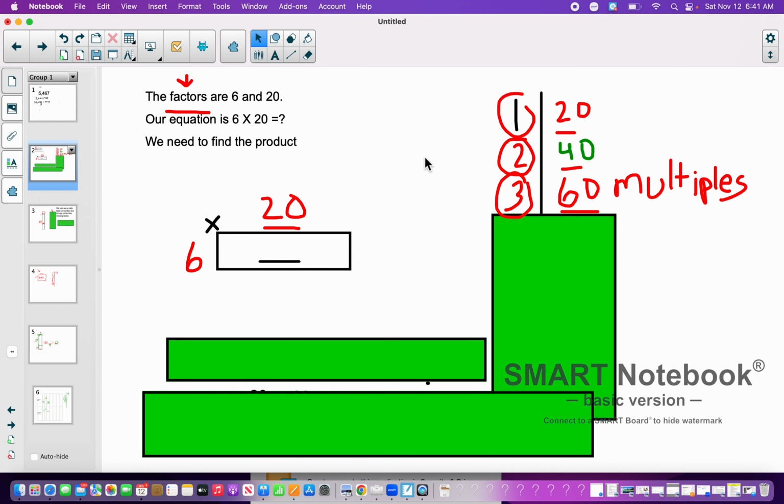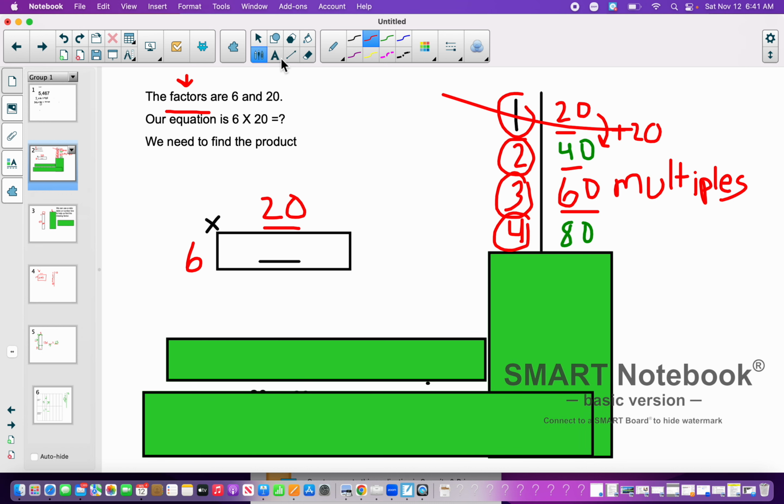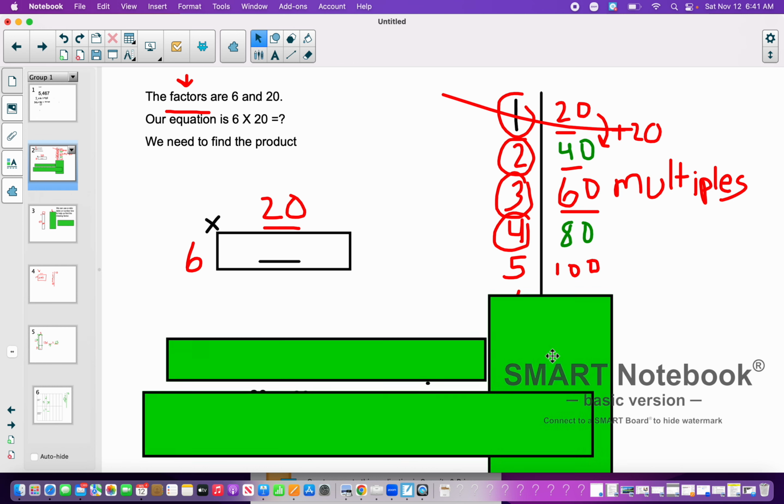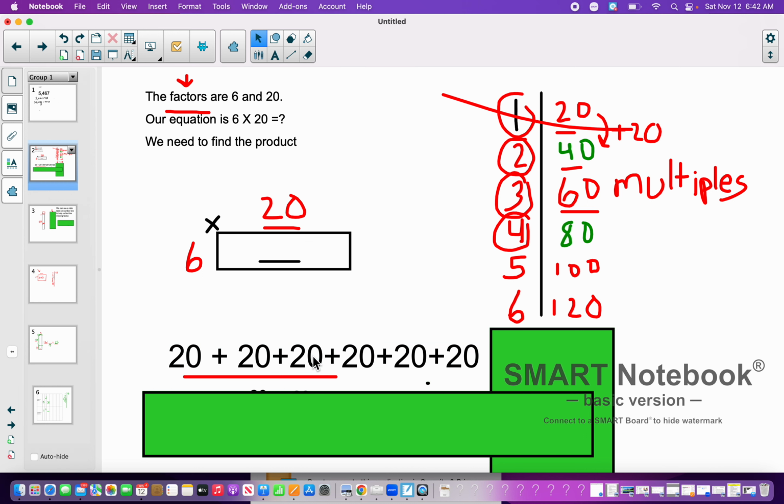So all I'm doing is I'm just repeatedly adding. And if I have 4 boxes of cookies, each having 20, that's 20 in a box, 20 in a box, 20 in a box, 20 in a box. I'm just adding plus 20 here, plus 20 here, plus 20 here. 5 boxes of cookies, and then 6 boxes is 120. Basically, multiplication is repeated addition. So you're just adding 20 six times.